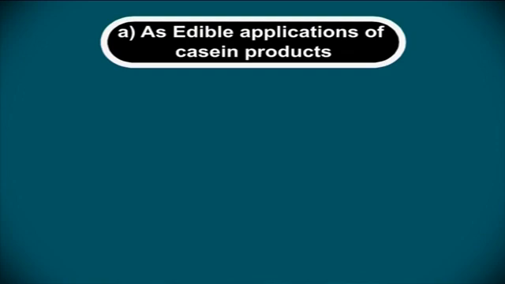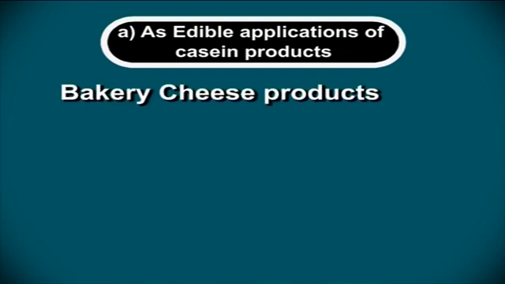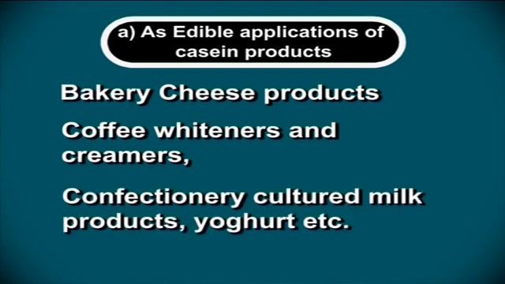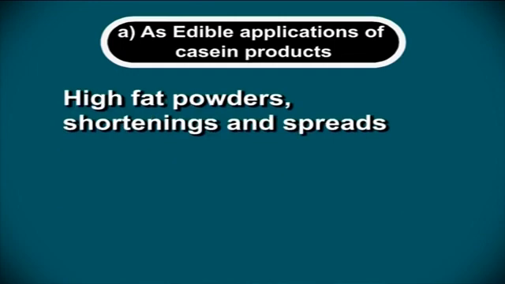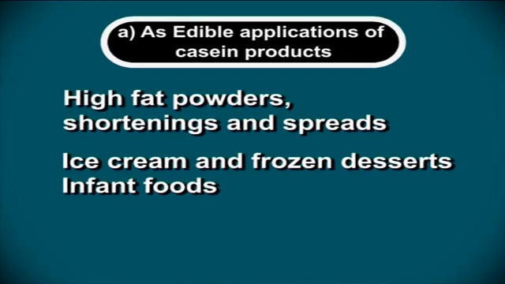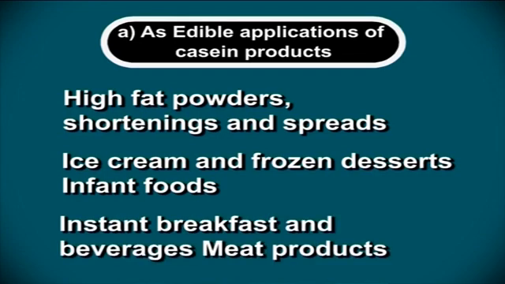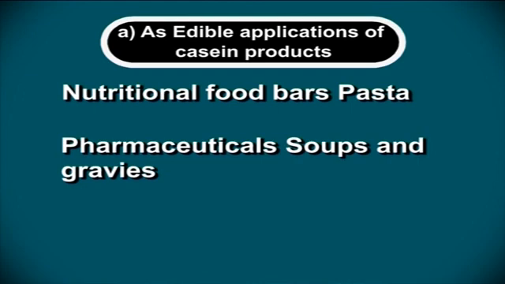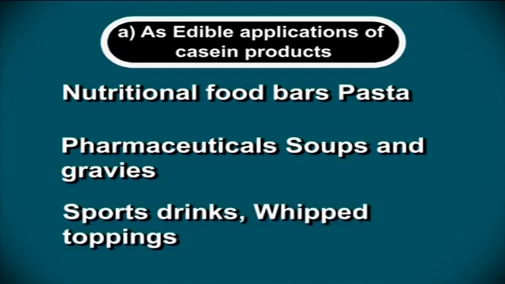As edible applications of casein products: bakery, cheese products, coffee whiteners and creamers, confectionery, cultured milk products, yogurt, etc., high fat powders, shortenings and spreads, ice cream and frozen desserts, infant foods, instant breakfast and beverages, meat products, nutritional food bars, pasta, pharmaceuticals, soups and gravies, sports drinks, whipped toppings.